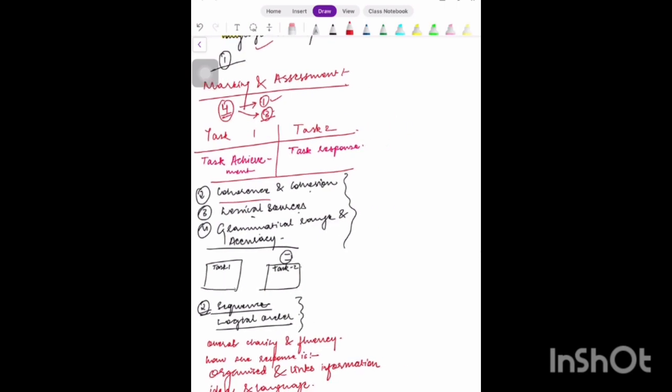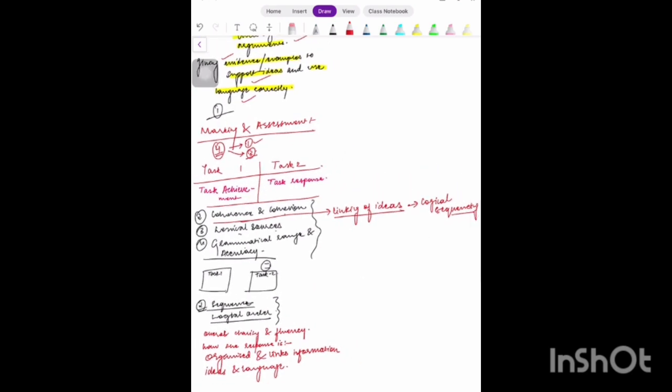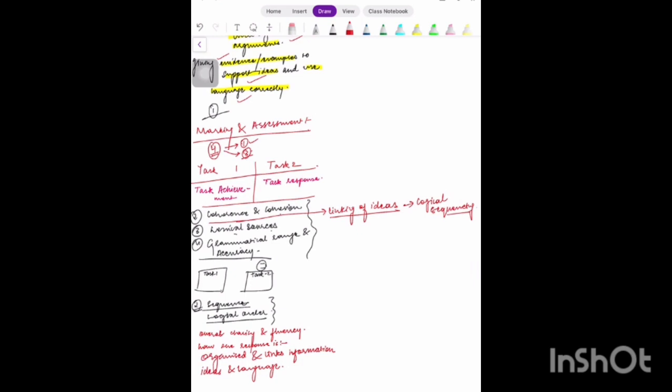Let me write it here itself. Coherence refers to linking of ideas, and how do we achieve it? By logical sequencing. Nothing here is like a robot, you don't have to get all scientific and technical here. Just simply you have to link your ideas in an order which would make sense. And cohesion refers to varied and appropriate use of cohesive devices. So cohesion means the usage of cohesive devices.